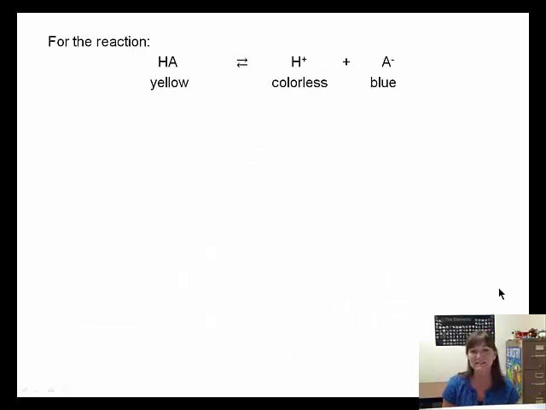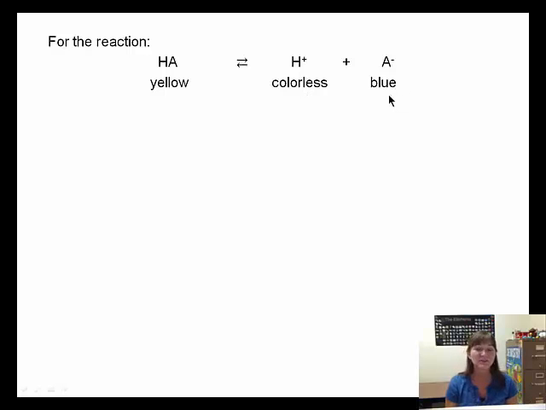So here is a generic reaction. HA is our symbol for an acid. So I have this generic acid, and I'm telling you that the color of this acid is yellow. And this acid will break up into a hydrogen ion and then this generic anion. That'll have a negative charge because it lost this hydrogen ion with its positive charge. Well, the hydrogen ion, I'm telling you, is colorless, but this anion has a blue color.